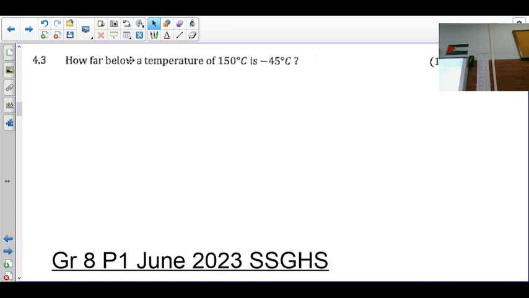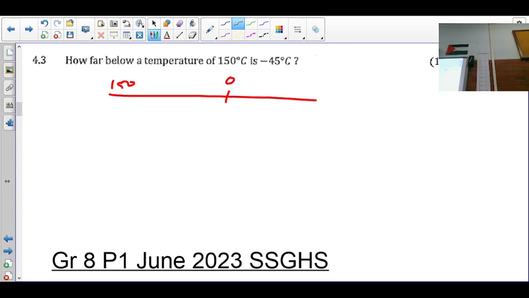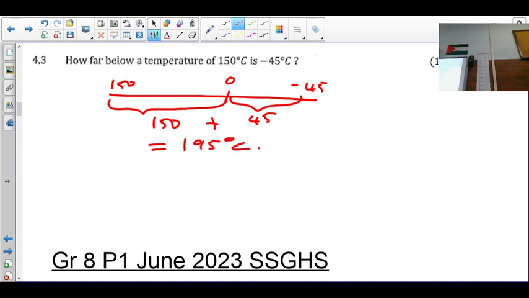How far below a temperature of 150 degrees Celsius is negative 45 degrees? For you to first drop from 150 degrees to 0, how many units is that already? 150. And then below 0, it's another 45. So in total, it's going to be a 195 degree drop. You all okay with that?